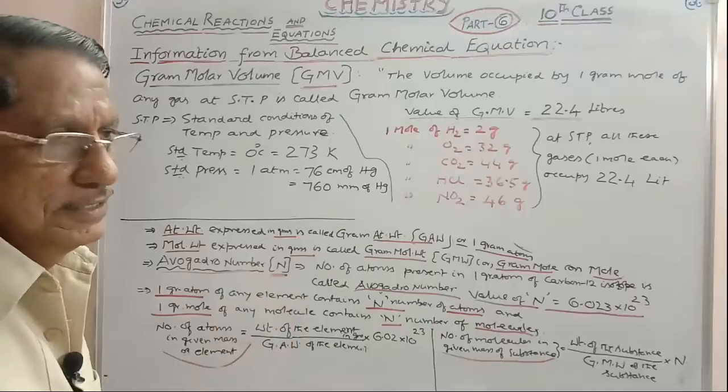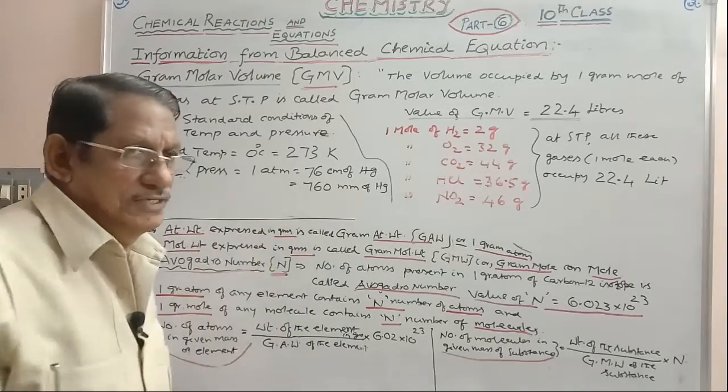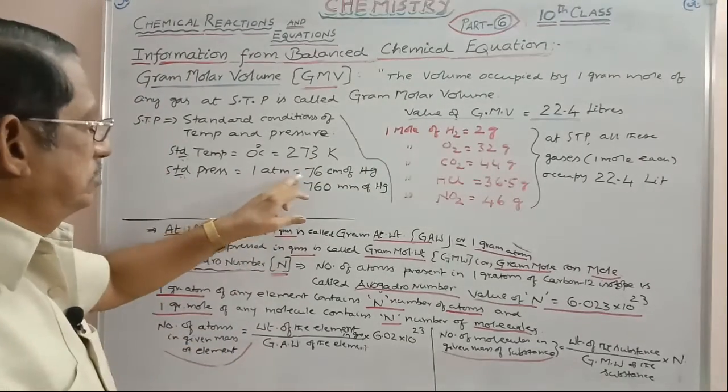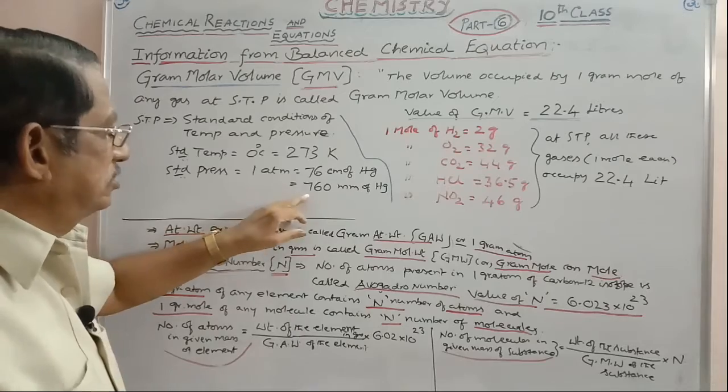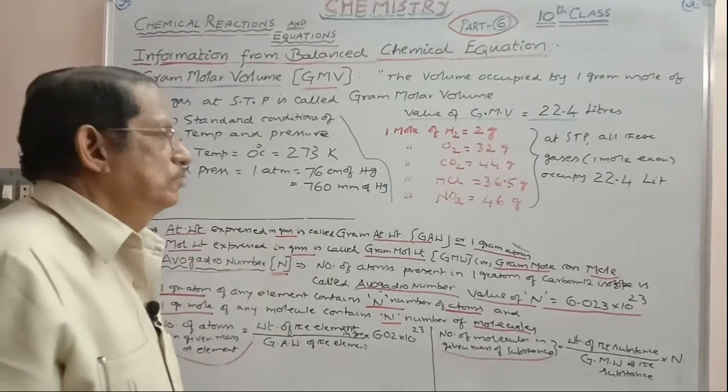What liquid is taken here? Generally we will take only mercury. If other liquids are taken, the heights will be different. And so you have to mention mercury, it is a must. 1 atmosphere is equal to 76 cm of mercury, that is equal to 760 mm of mercury because 1 cm is equal to 10 mm.